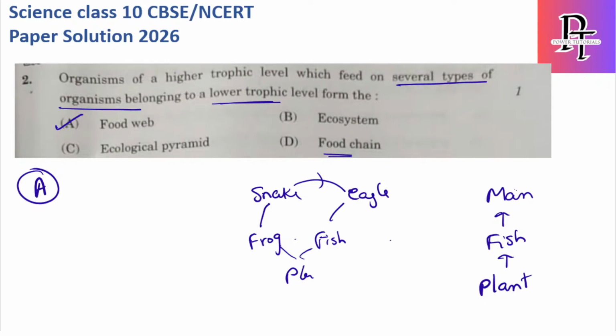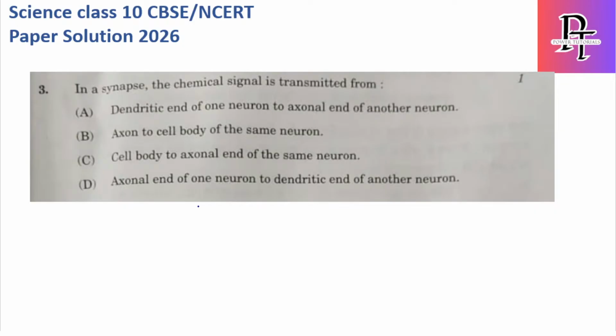Okay, so let's move to the third question. In a synapse, the chemical signal is transmitted from dendrite end of one neuron to axonal end of another neuron, axon to cell body of the same neuron, cell body to the axon end of the same neuron, axonal end of one neuron to dendritic end of another neuron. The answer should be D. Why? Because the signal is transmitting from one neuron to another neuron.